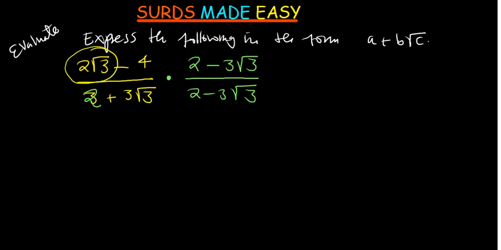This is going to be 2 root 3 multiplied by 2. What are we going to get if we multiply 2 root 3 by 2? What will we get? 4 root 3. Good. Just multiply the number outside here with these two. So that is going to be 4 root 3. And then the next thing, get this one. 2 root 3 multiplied by the negative 3 root 3. What are we going to get?